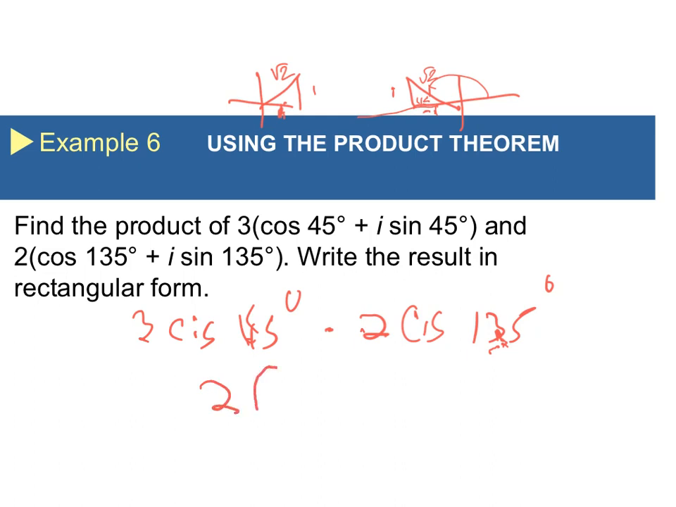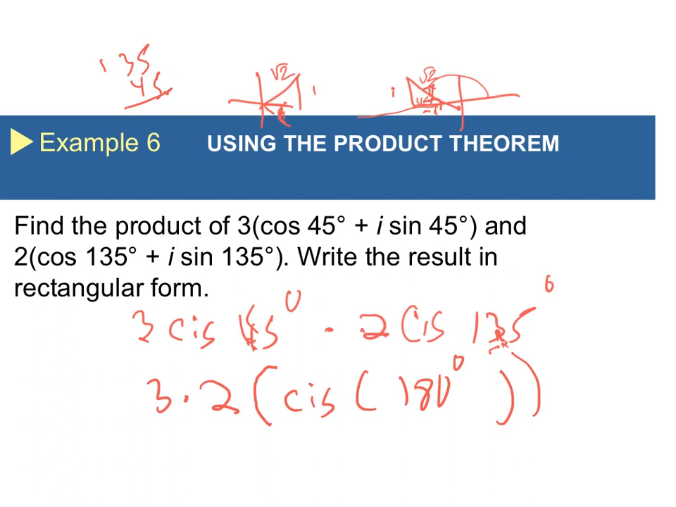Maybe it didn't even matter because I'm going to add those angles together and see what happens. 3 times 2. Why did I write 3 times 2? Cis of the sum of those angles. So what is 45 plus 135? What does that add up to? Well, that's silly. That's 180. I don't even need these two pictures because they added up to 180 to this quadrant here. They're on the line.